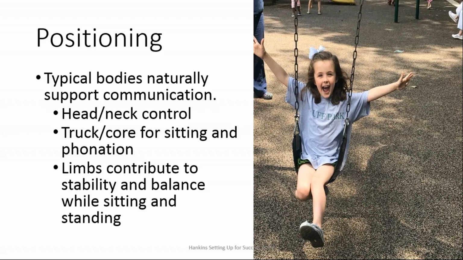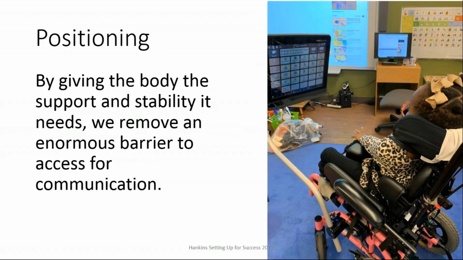Her limbs contribute to stability and balance while she's sitting and standing. So she's got everything kind of in a free fall, but she can still balance. So that shows me that her body strength, even though both of my kids are a little bit hypotonic and kind of weak, we're not sporty people, she can really support herself for communication well. That's not usually the case for our complex communicators. But by giving the body the support and stability it needs, we remove an enormous barrier for access to communication.